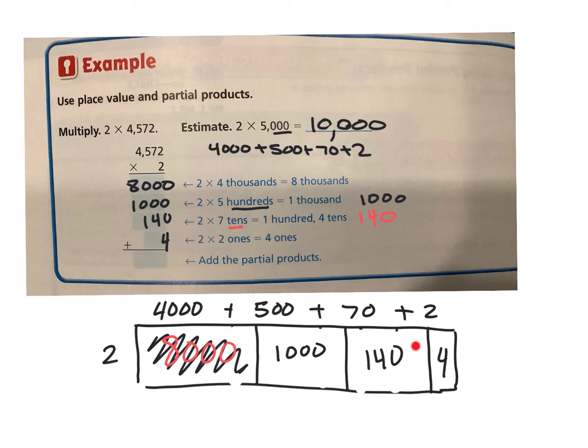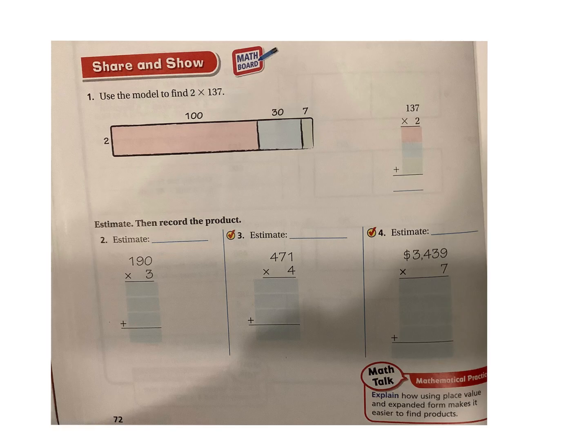And then we just add all of those together, using the algorithm for addition that we always use. 4 plus 0 plus 0 plus 0 is 4. 0 plus 0 plus 4 is 4. 0 plus 0 plus 1 is 1, and 8 plus 1 is 9. Our answer comes out to 9,144. So 2 times 4,572 is 9,144, which is a little below the 10,000 estimate like we expected. That answer is reasonable. All right, so hopefully it's starting to click into place.